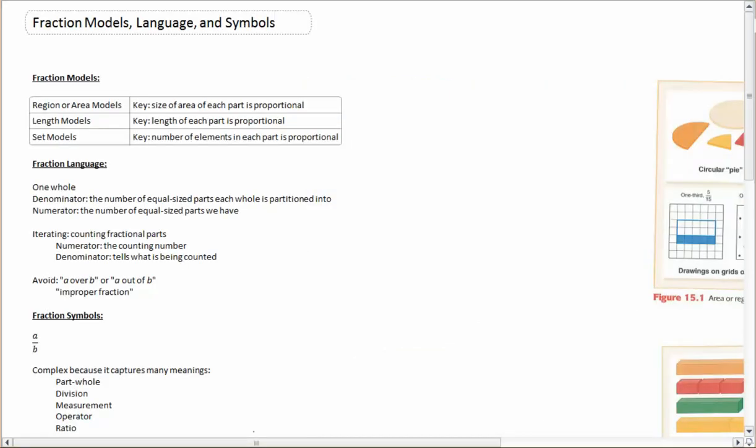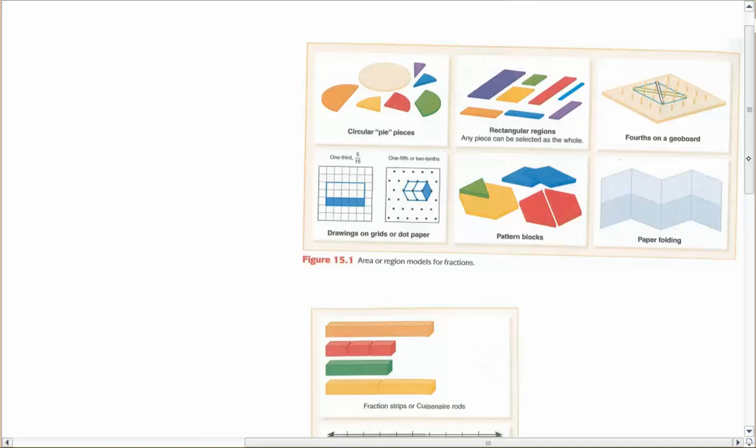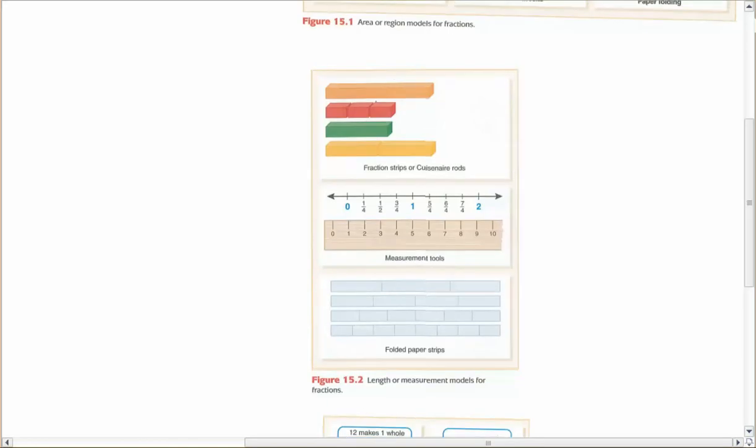In contrast, for length models, the key is the length of each part being proportional. So let's take a look at some length models. We can have fraction strips or Cuisenaire rods. Cuisenaire is a specific brand that's been around a very long time. They're little rectangular blocks that come in different lengths, and it's the lengths that help us understand the fraction.